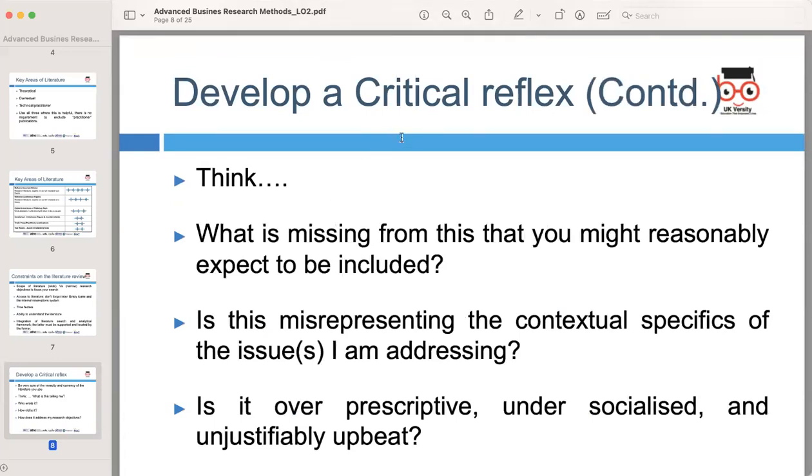So here, critical reflection. We will explore three key questions to help us cultivate a critical mindset. What is missing? Is there misrepresentation, and is there a balance in perspective? Is there other perspectives? So what is missing from this that you might reasonably expect to be included? As a critical thinker, we should question the assumptions and limitations of the information provided.